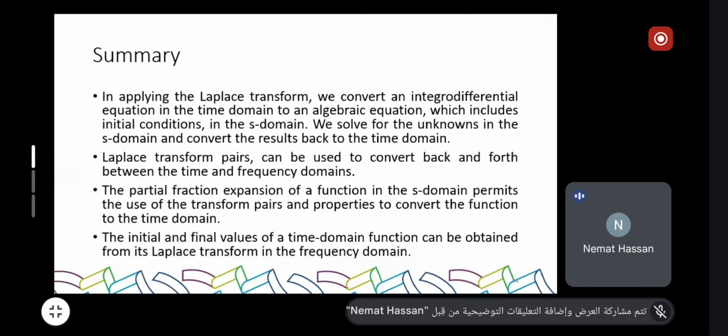And then we moved on to how we implement this into circuit analysis by using the three-step process, which is first converting the problem from time domain to frequency domain, solving the problem in frequency domain, and then lastly, converting back your solution from frequency domain to time domain.